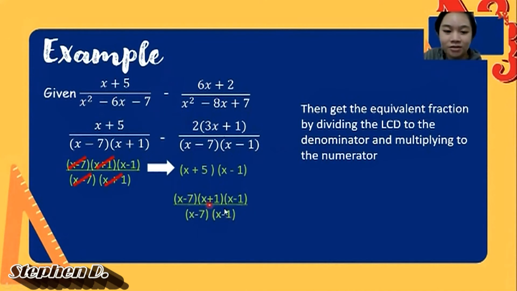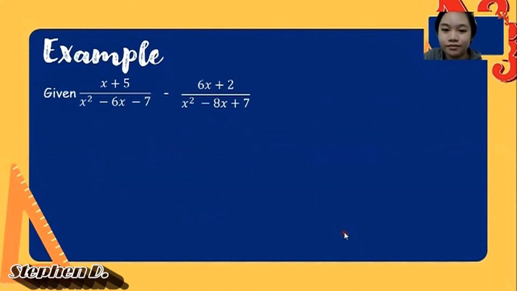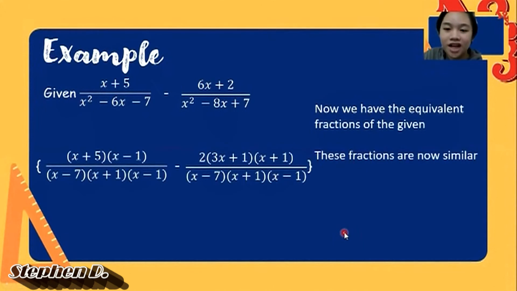Again, divide out the common factors or cancel it. So we have again x minus 7, cancel that out, and x plus 1. Again, multiply the numerator and the remaining factor, which is x plus 1. That's why we got 2 times the quantity of 3x plus 1 times the quantity of x plus 1. Now we have the equivalent fractions of the given.